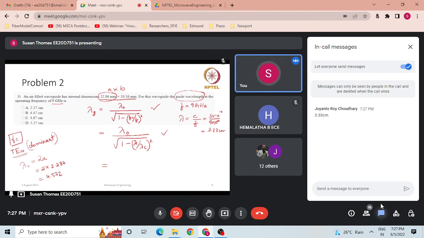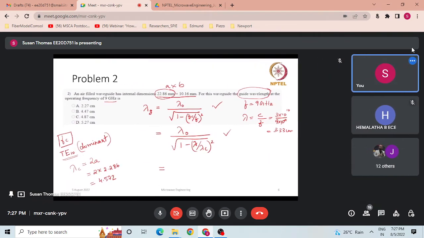Somebody has given the answer for lambda naught. Okay, that's right, lambda naught is right. Can somebody give me the answer for lambda g? As we are running out of time, I would like to give you the answer. You can always try to find the answer. 4.86 centimeters will be the guided wavelength if you substitute these numbers. So the option C.